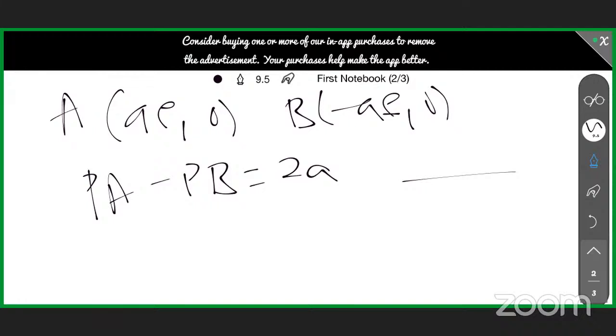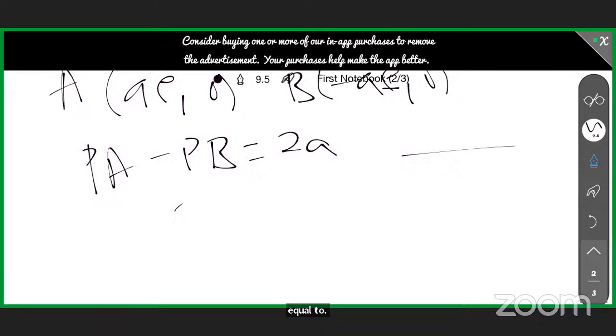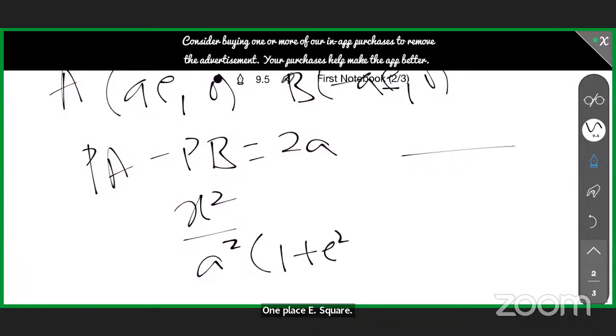The answer is wrong. x square by a square into 1 minus e square plus e equal to 1. What is the answer? Tell me. I am not getting what you are telling exactly. x square by a square into 1 plus e square. No, wrong. No, 1 minus e square.